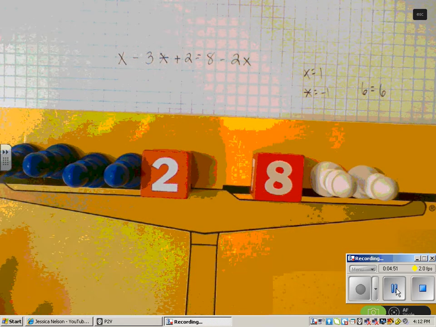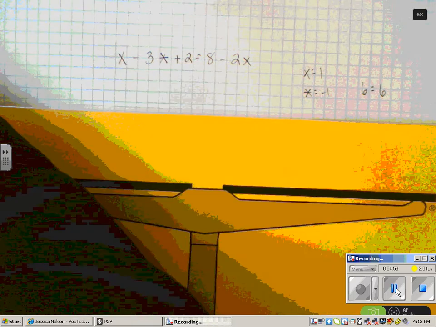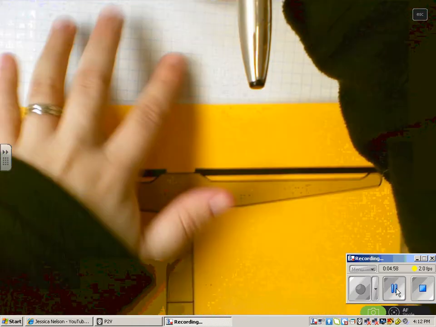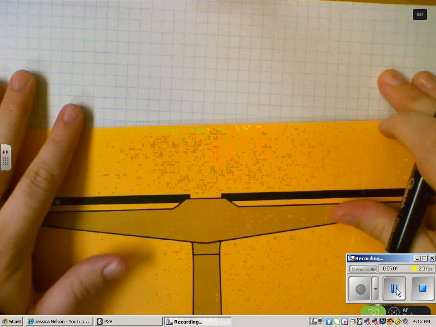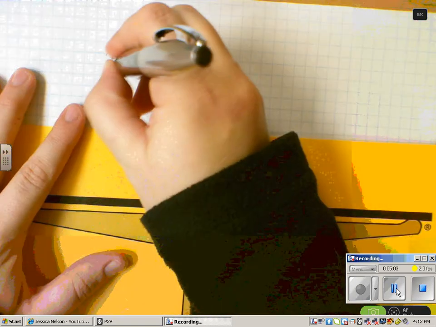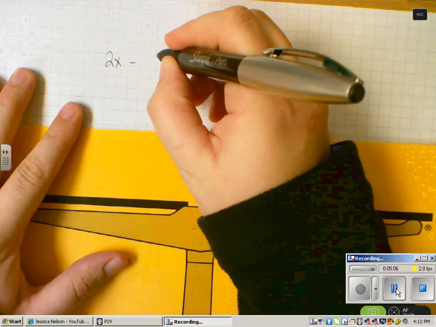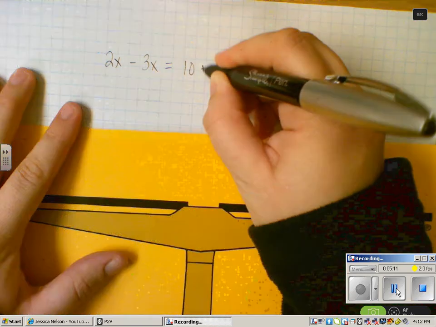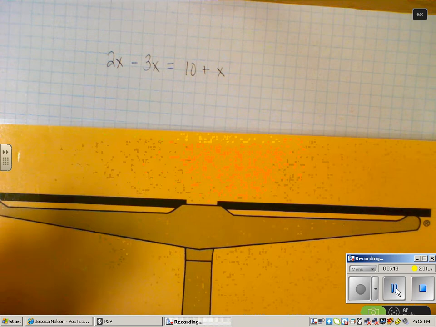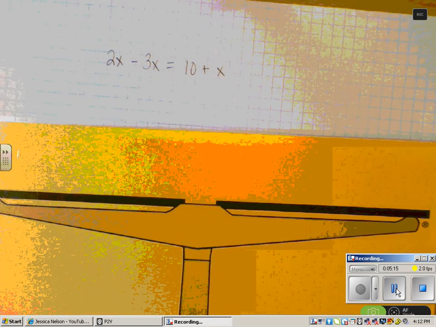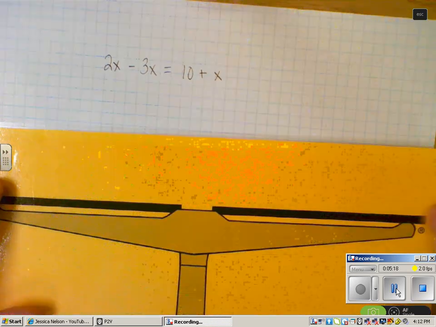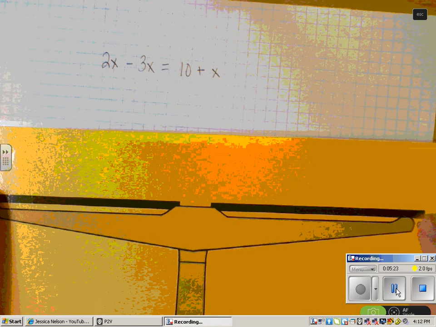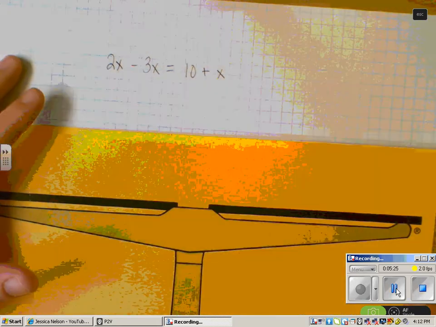Okay? Now try this one completely on your own. Okay, let's do 2x minus 3x equals 10 plus x. So go ahead and pause and build it, and don't take away what it looks like on the scale, because when I bring up the answer, I'm going to show you what the scale looks like, so you can compare your scale as well as the answer. So if you made a mistake, you can see where you went wrong.